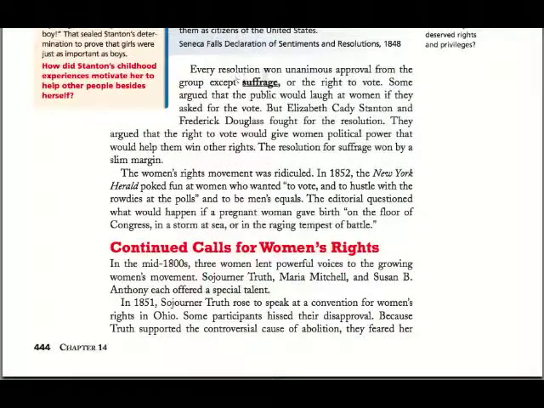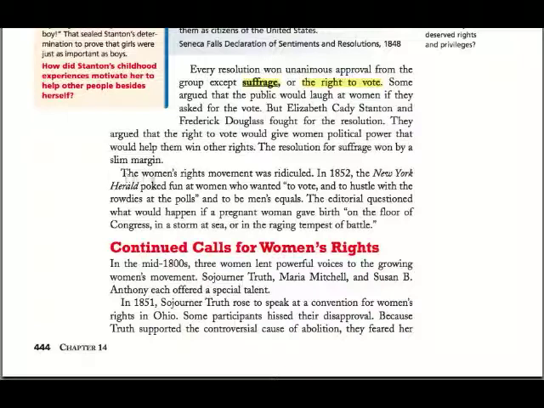Every resolution won unanimous approval from the group except suffrage, or the right to vote. Some argued that the public would laugh at women if they asked for the vote, but Elizabeth Cady Stanton and Frederick Douglass fought for the resolution. They argued that the right to vote would give women political power that would help them win other rights. The resolution for suffrage won by a slim margin.